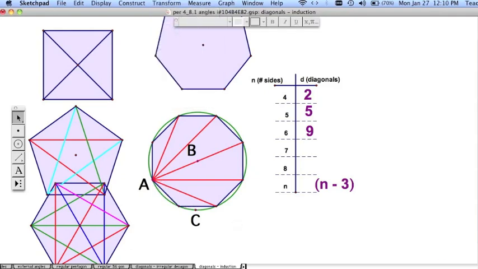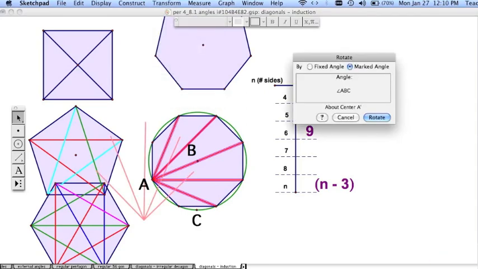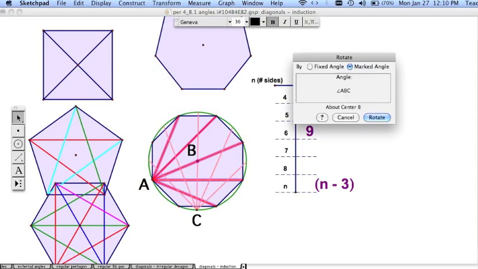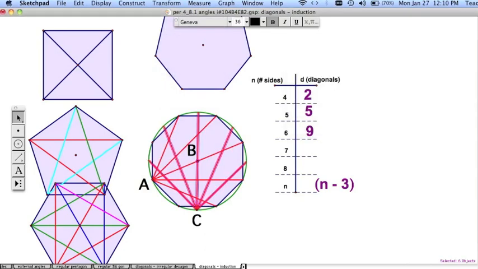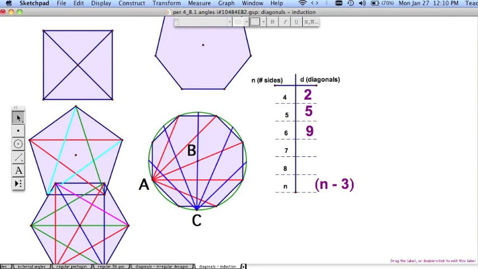So you can just make a random point, so it's free to rotate. Now, select the 5 segments and rotate them by marked angle. Oops, cancel. I forgot to double click on B, center of rotation. Rotate by marked angle. And I'm going to make them, let's say, chromatically opposite. I'll make them blue.